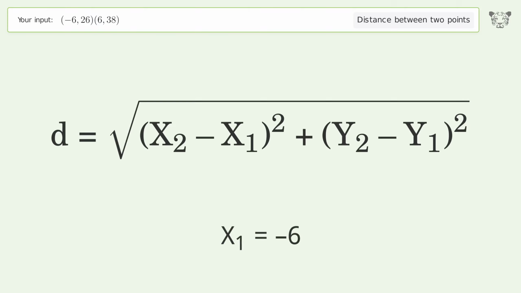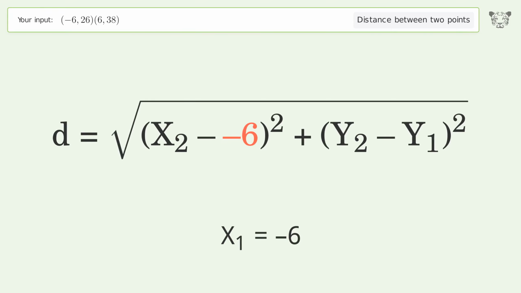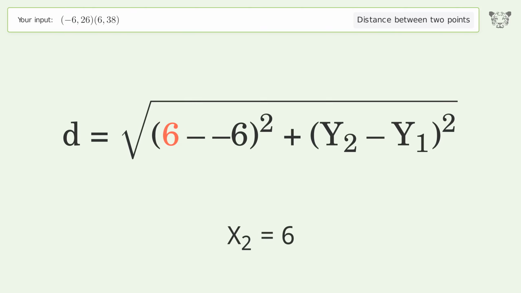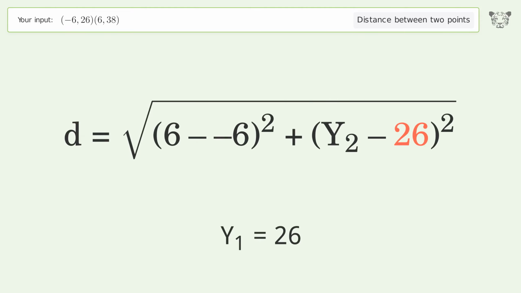x1 equals -6. x2 equals 6. y1 equals 26. y2 equals 38.